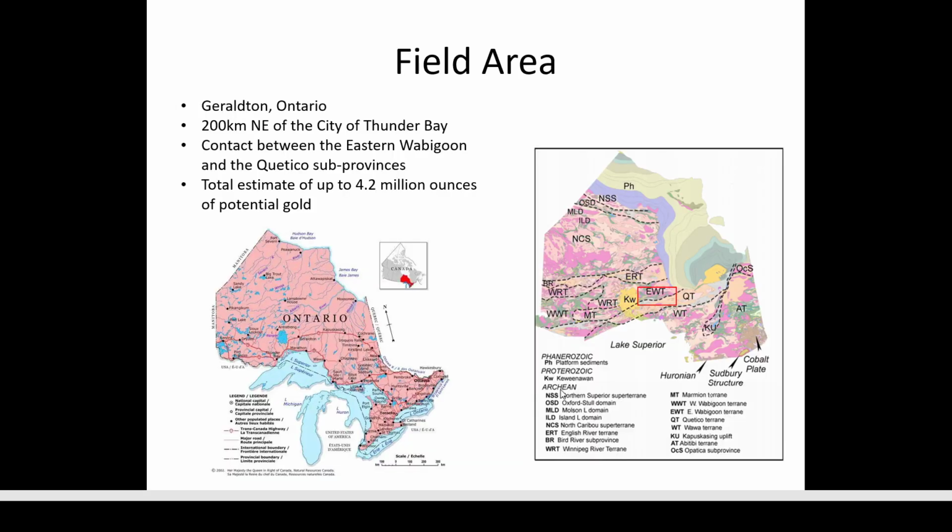Starting off, I want to just introduce the field area. The field area was located in Geraldton, Ontario. This area is located 200 kilometers northeast of the city of Thunder Bay. Geology-wise, this is at the contact of the eastern Wabigoon and Quinteco subprovinces. And there is a total estimate of 4.2 million ounces of potential gold at this mine site.